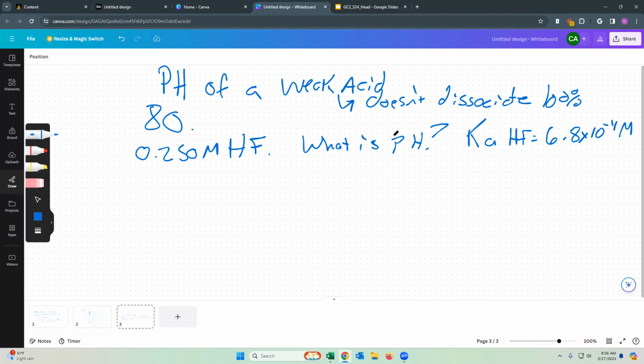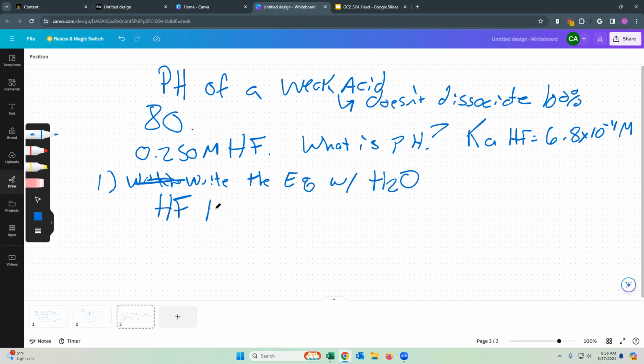All right, so whenever we're dealing with an acid, the first thing we want to do is write the equation with water. So we have HF plus H2O. Here, remember, the acid gives hydrogen to the water. We make H3O plus, F minus. We want state symbols because state symbols are important here. Liquid.